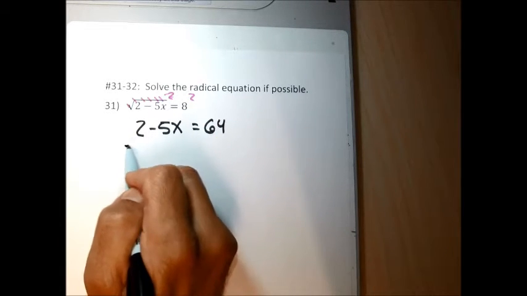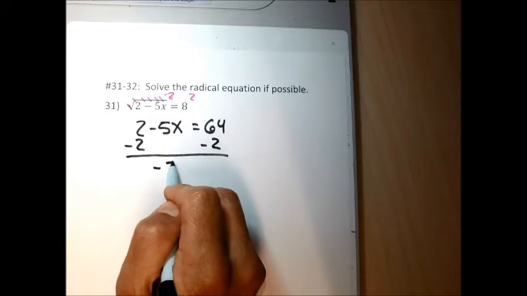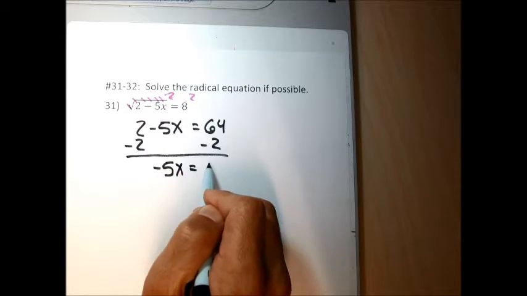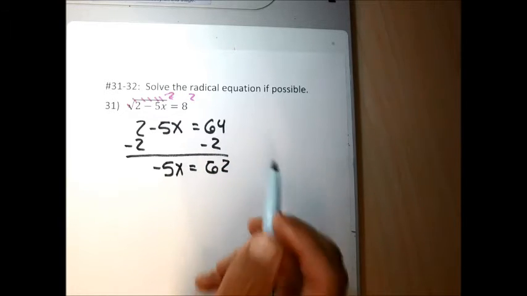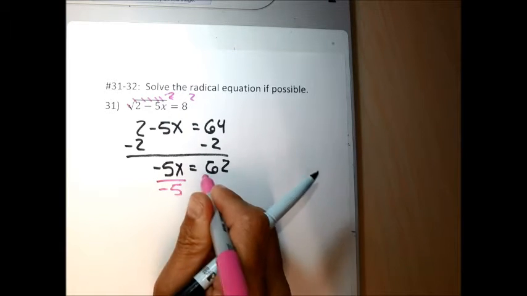Now I'm going to minus 2 from both sides. I have a problem that doesn't have a square. I just solve it like a regular Math 092 problem. So that gives me minus 5x equals 62. I divide both sides by minus 5.